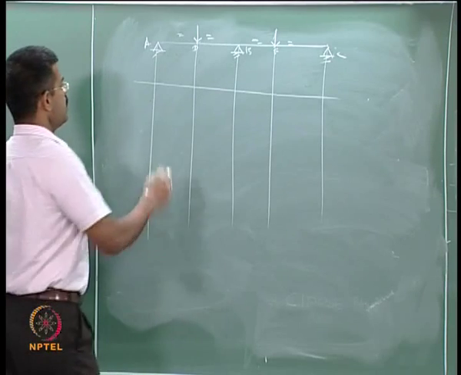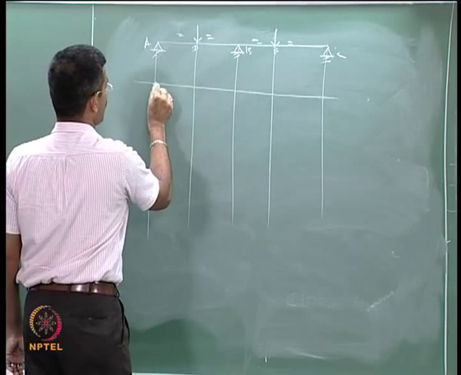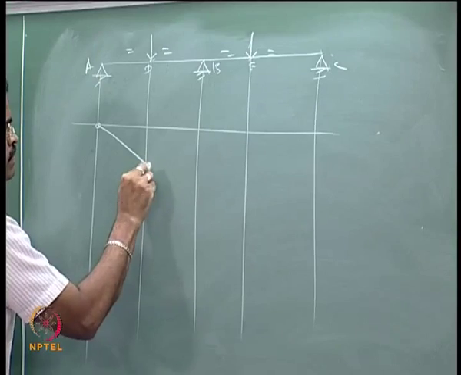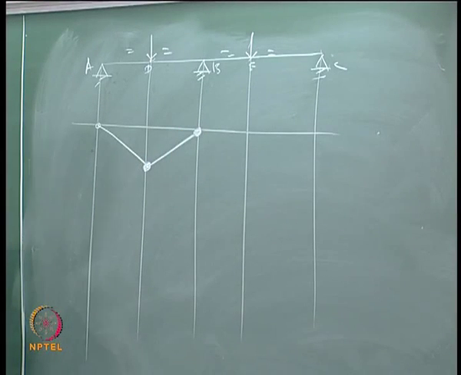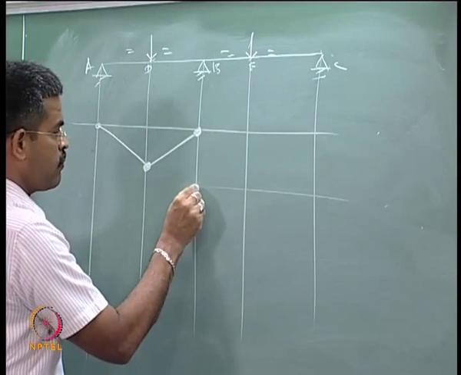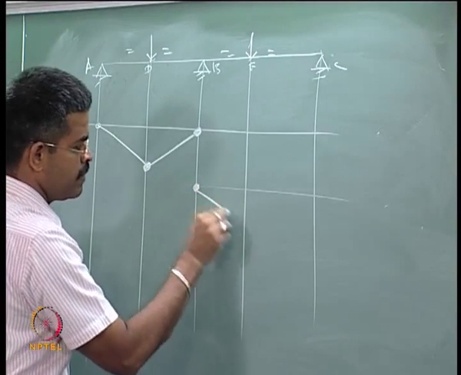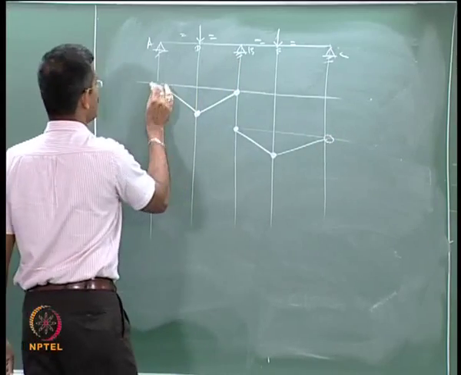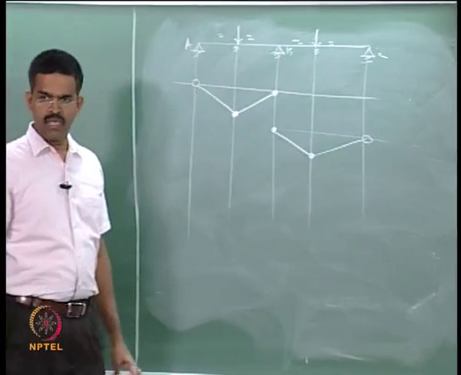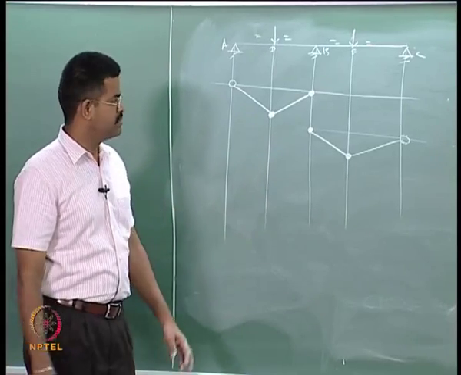Where are the hinges forming? For the span AB, it will form here and here, is it not? For the span BC it will form here and here. Why is it not forming at A and C? They are simple supports, they are structural hinges already.